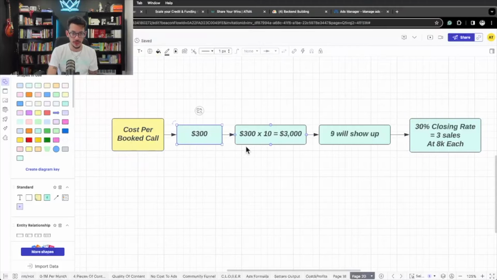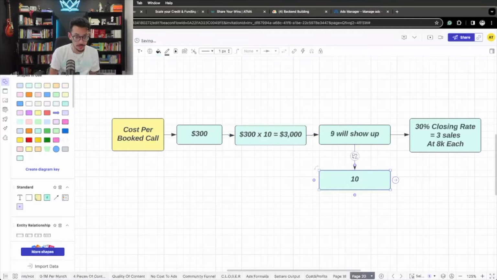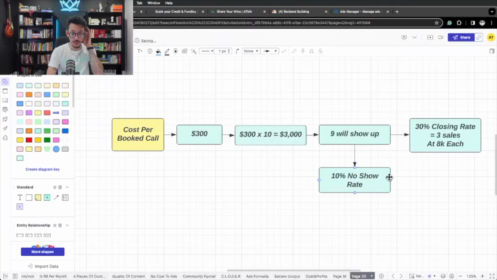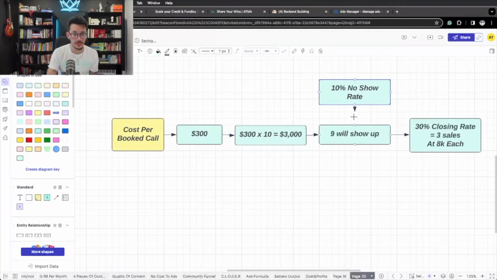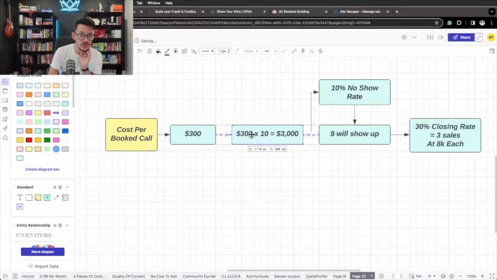So book a call, 300 times 10. 9 people will show up because you have a 10% no show rate. Out of the 10 people, 1 is not going to show up. So 9 people will show up at a 30% closing rate. You should close at least 3. You should do at least 3 sales out of that, whatever the math is there.